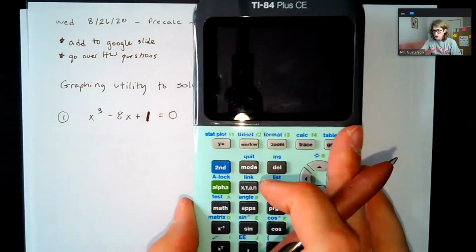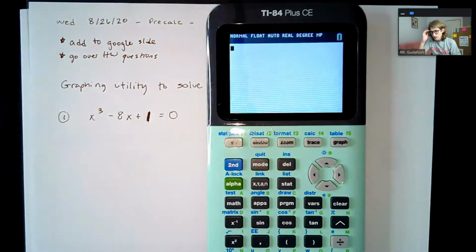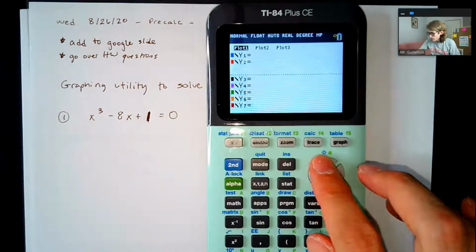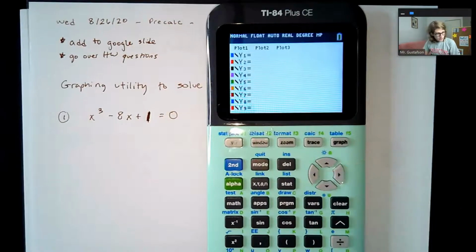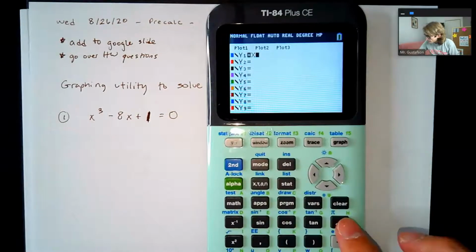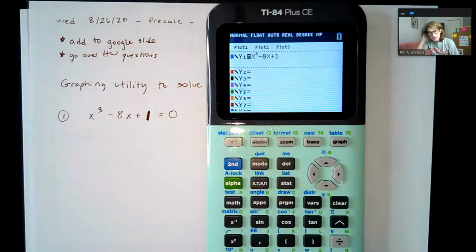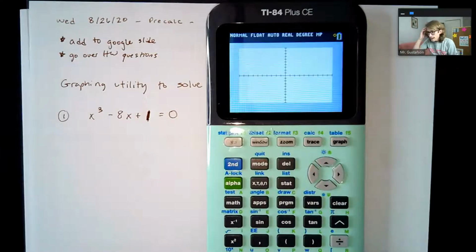So I'm going to show you my typing stuff, and then I will write it all down. The first thing you've got to do is go to your y equals, clear out anything that's already in there. Let's see. I'm going to type in x cubed minus 8x plus 1. That is the thing that we're trying to figure out when it is equal to 0. If you hit the graph button, it looks like there's a couple places where that happens. But if you look closely, they're not at whole numbers.